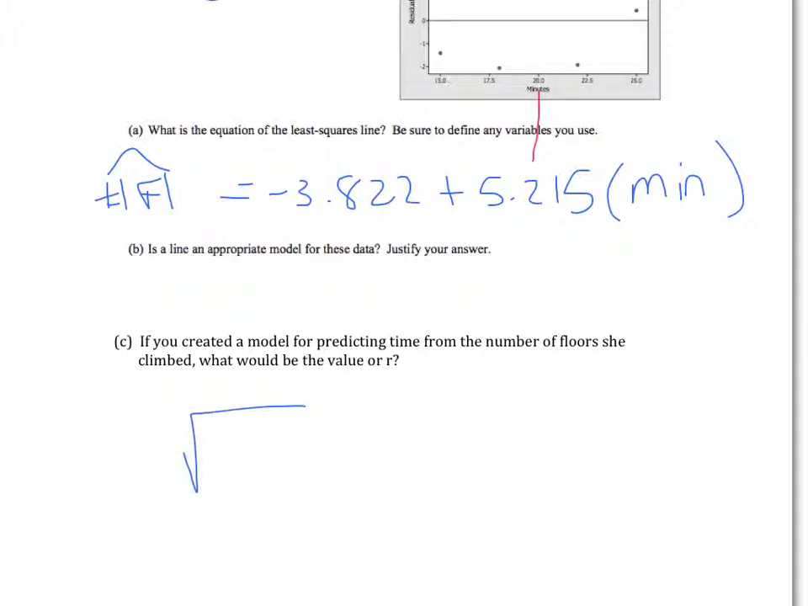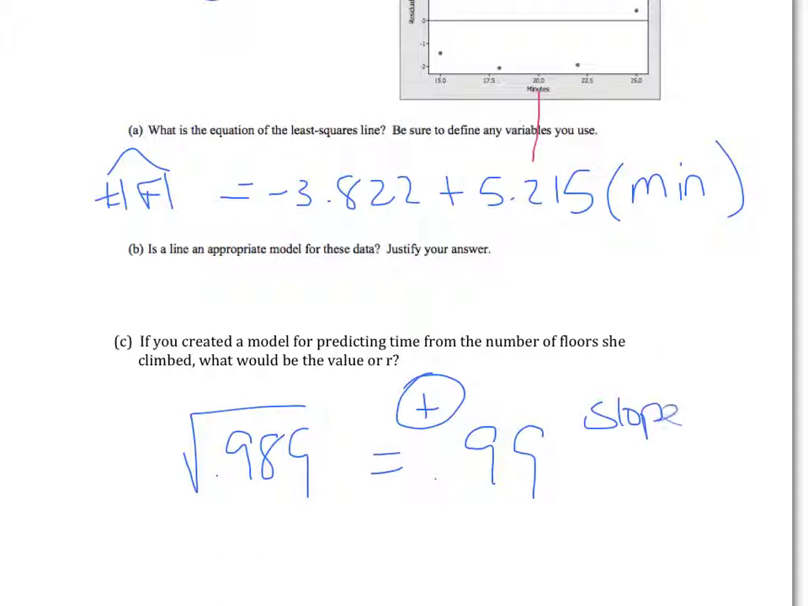R squared was 0.989. When we square root it, we get 0.99. We know it has to be a positive 0.99 because the slope of our least squares regression line was positive. If I really wanted to trick you, then we would have had the slope of the least squares regression line be negative and gotten a negative 0.99.